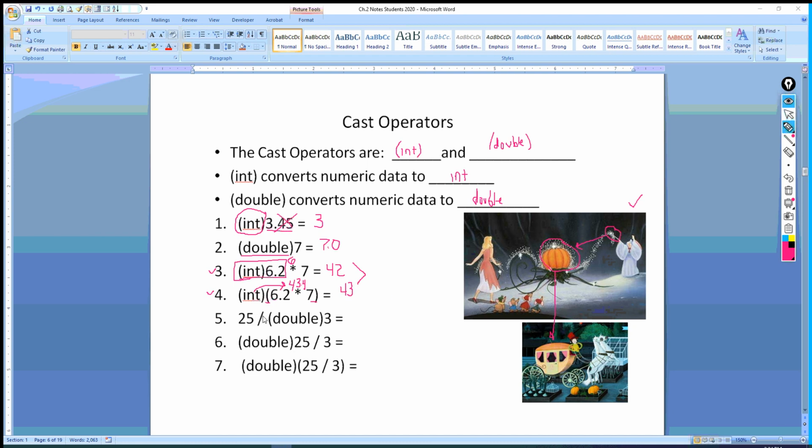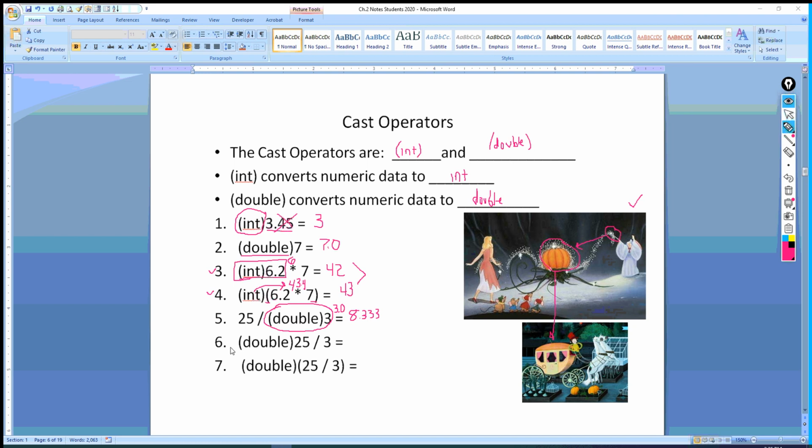For number 5, you have 25 divided by double 3. We're going to divide by the result of this cast operation. The double changes the int into a double by adding a 0.0, so what we're really dividing 25 by is 3.0. That's important because now we've got an int divided by a double, which has to be a double. So you use the calculator and keep the decimal, and 25 divided by 3 is going to be 8.33, etc.